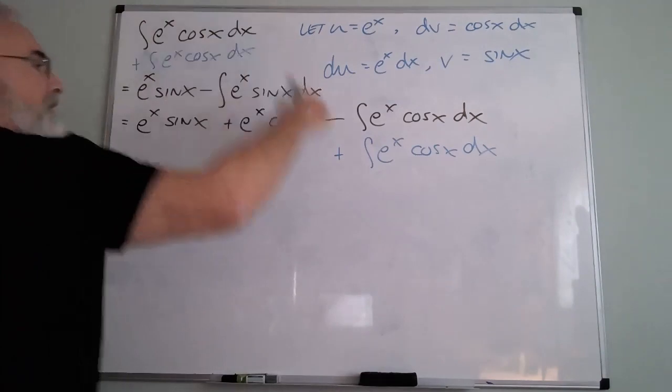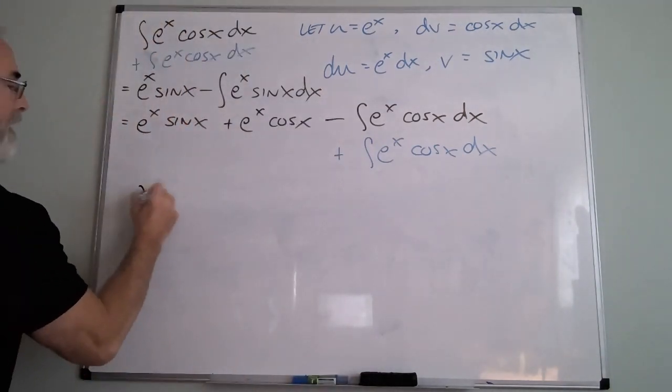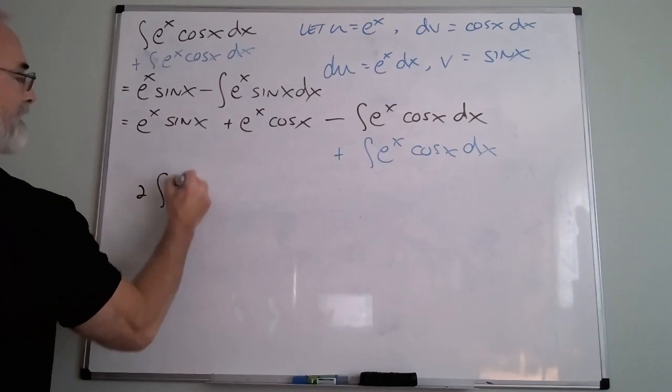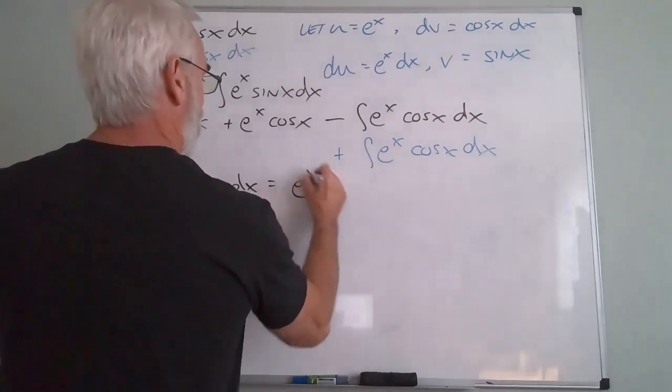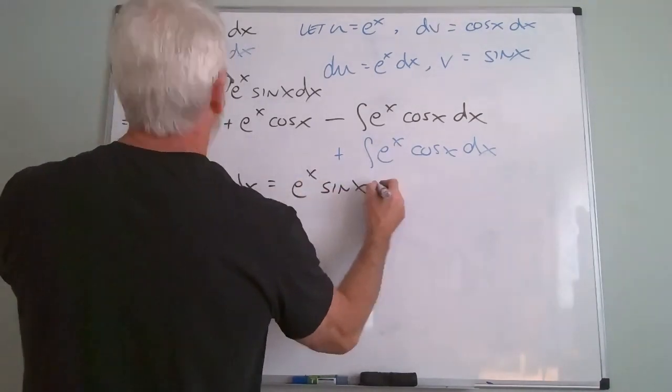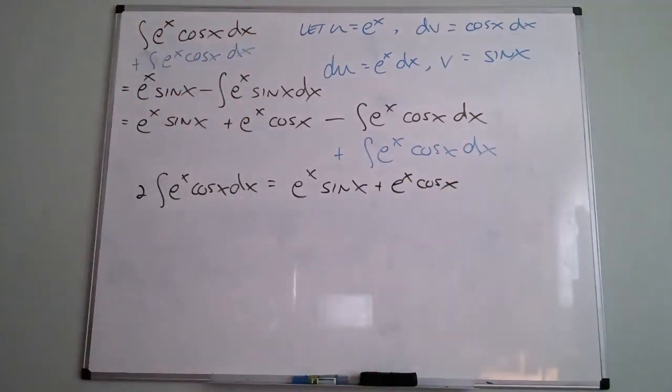Remember, this is the left side, this is the right side. If I add the integral to both sides, on the left side, I'll now have 2 times the integral. And on the right side, I will have e to the x sine x plus e to the x cos x. And if you want to factor out the e to the x, that's fine.